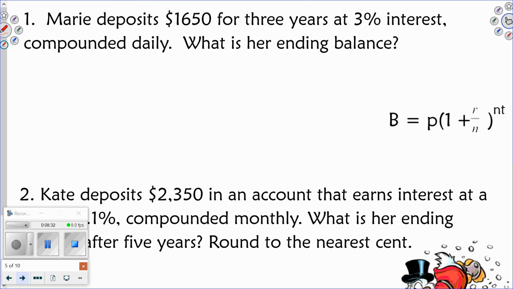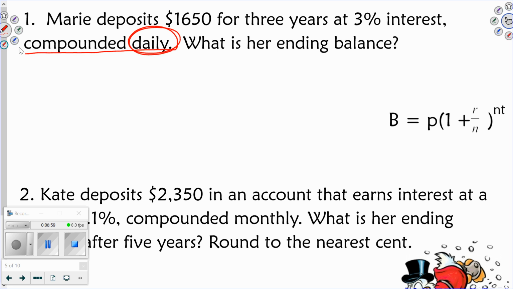All right, so let's try a couple. Marie deposits $1,650 for 3 years at 3% interest, compounded daily. What is her ending balance? Okay, so take a look. Do you see the words simple interest anywhere? So am I going to use the simple interest formula? No. All right, it is compounded daily. So you literally see the word compounded right in there.